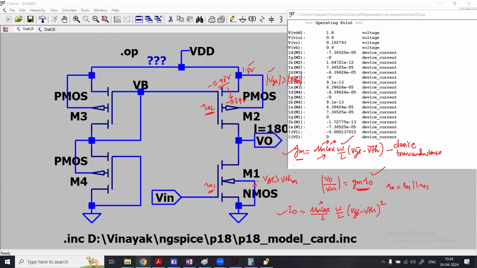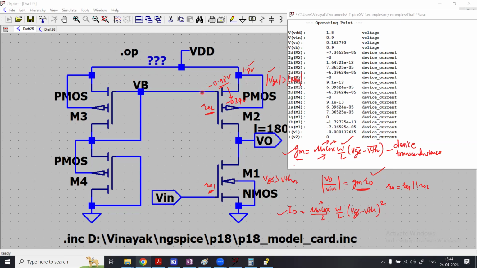That is because this guy is out of saturation, is in the linear region. Obviously the voltage drop VDS here is less than VGS minus VTH. So what we'll do is, maybe we have to decrease the voltage to the gate, and we'll see how it behaves. What about PMOS?